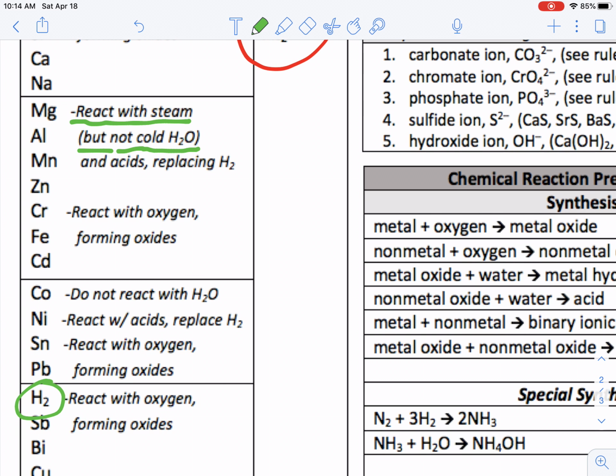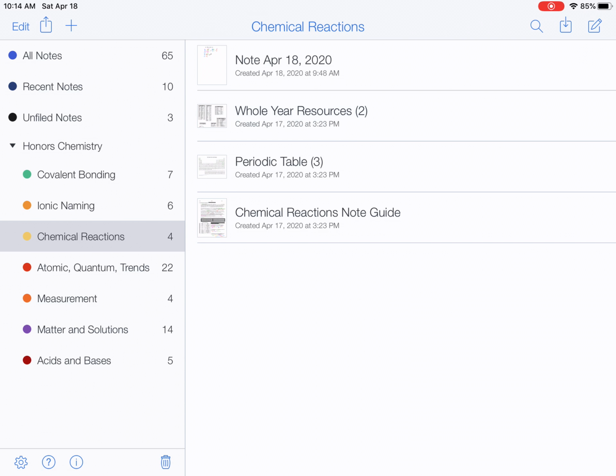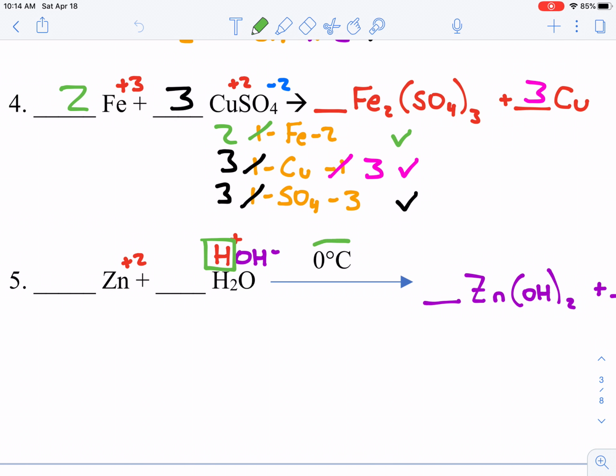So steam would be like 100 degrees Celsius and above. Cold H2O would be lower than that considerably. So if we look at what we have, 0 degree water. 0 degree water is the freezing point of water. So we have water that's as cold as it gets before it can freeze solid. This is definitely cold water. So if it's cold water, based on our activity series, zinc cannot react with that. Zinc can react with steam, but not cold water. So we're going to put an X over this, and we are going to say no reaction.